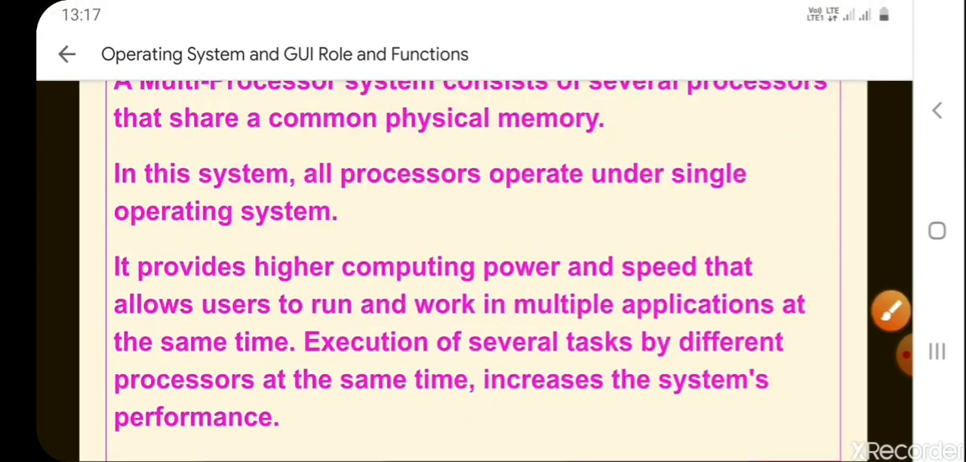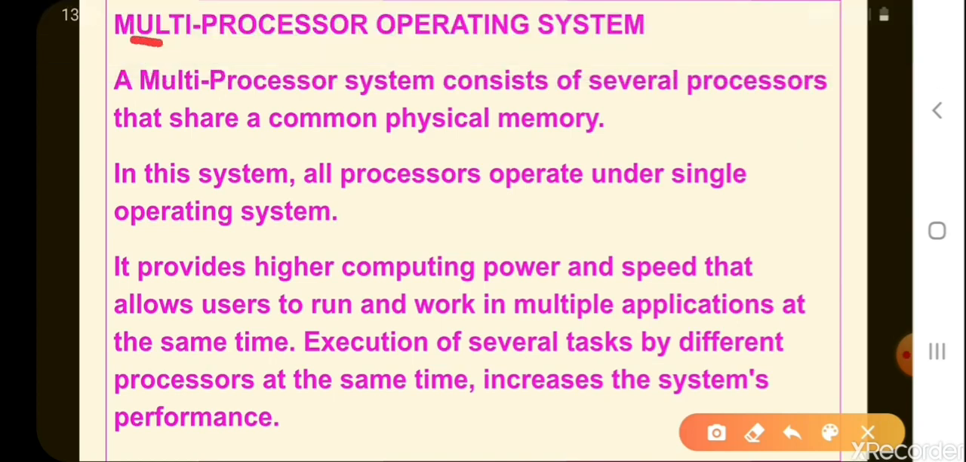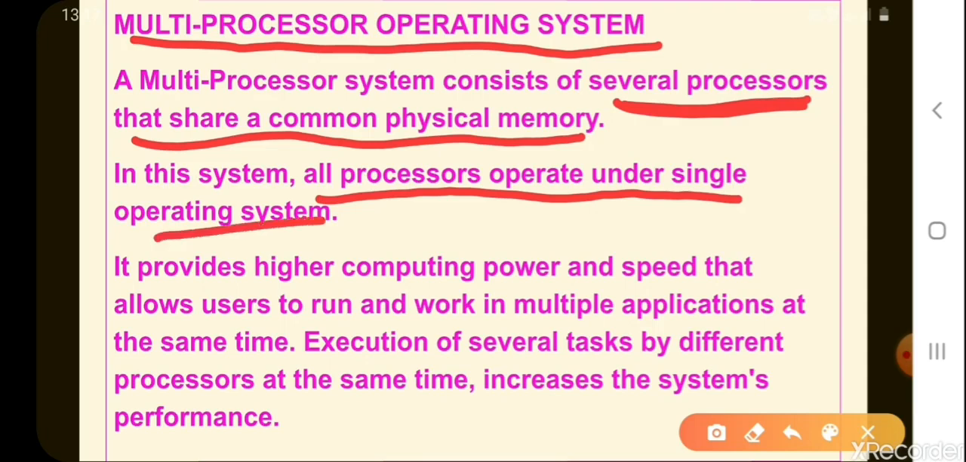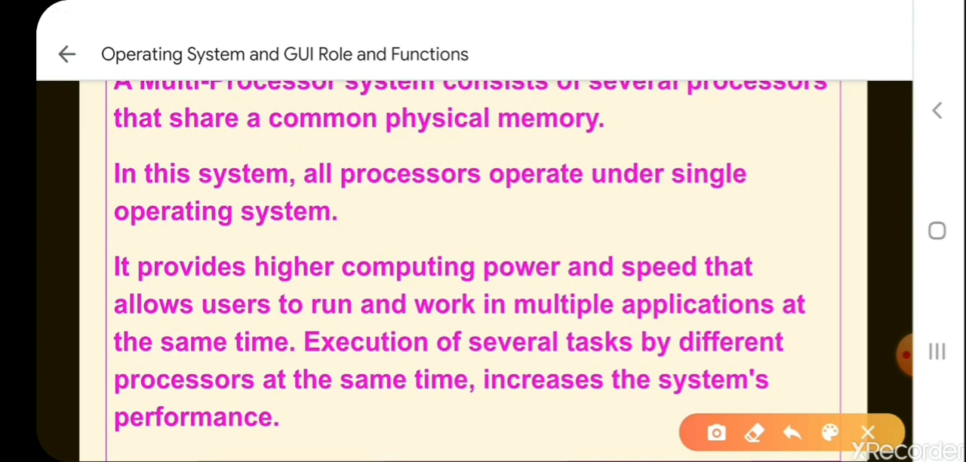Now let's move on to the next type of operating system, which is the multiprocessor operating system. As the name suggests, a multiprocessor computer system consists of several processors that share common physical memory. There is a single memory, but there are many processors. In this system, all processors operate under a single operating system because there is the same storage memory. That's why there is only one operating system, and one operating system manages all the processors.